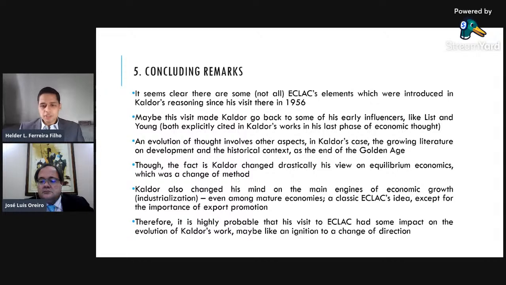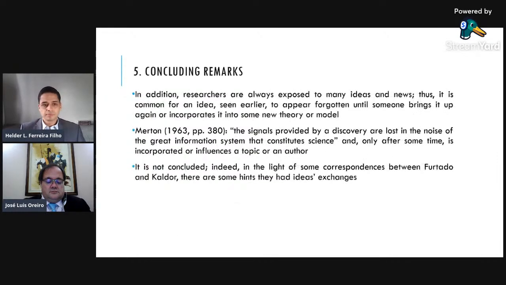However, the fact is Kaldor changed dramatically his view on equilibrium economics, which was a change of method, and also changed his view about the engines of economic growth. For him, industrialization was the main one, even for mature economies. That's a classic ECLAC idea, except that Kaldor stressed the importance of export promotion. Therefore, it's highly probable that his visit to ECLAC had some impact on the evolution of Kaldor's work, maybe like an ignition to a change of direction.